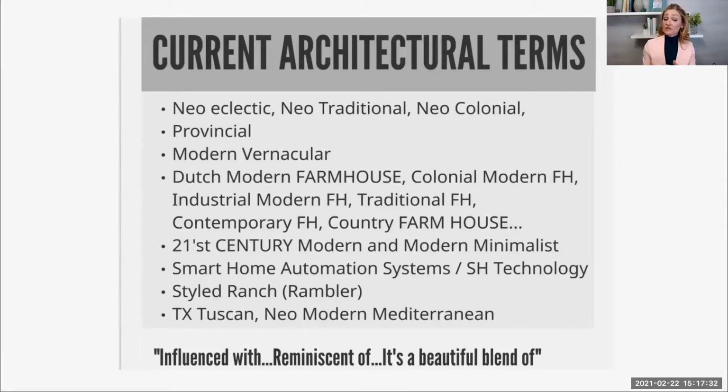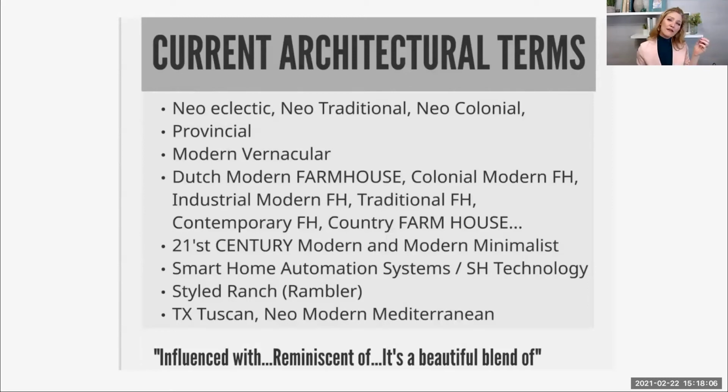We can talk about 21st century modern and modern minimalism, right? We can talk about smart home automation systems and smart home technology. We can talk about the styled ranch. That's something we need to talk about. The rambler, because it's so common, and the evolution of the ranch. To understand that is a little bit helpful when we start getting into suburbia. And then, of course, around here, we got to talk about the Texas Tuscan, right? A little neo-modern Mediterranean. And remember, I'm using words like it's influenced with, it's reminiscent of.